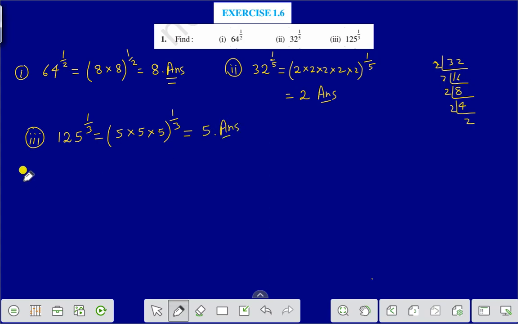Let us find another way. Number 1 is 64 to the power 1 by 2.